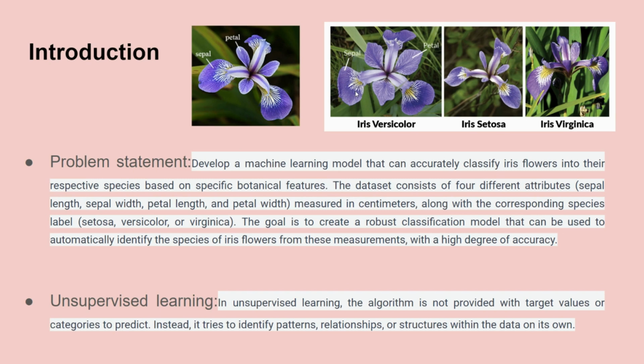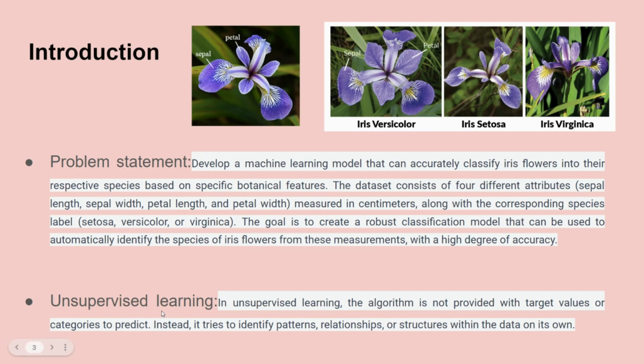So coming to our problem statement. Here we have to develop a machine learning model that can accurately classify iris flowers into their respective species based on specific botanical features. The data set contains 4 different attributes: sepal length, sepal width, petal length, and petal width, which are measured in centimeters, along with the corresponding species label: Setosa, Versicolor and Virginica. The goal is to create a robust classification model that can be used to automatically identify the species of iris flower from these measurements with a high degree of accuracy.